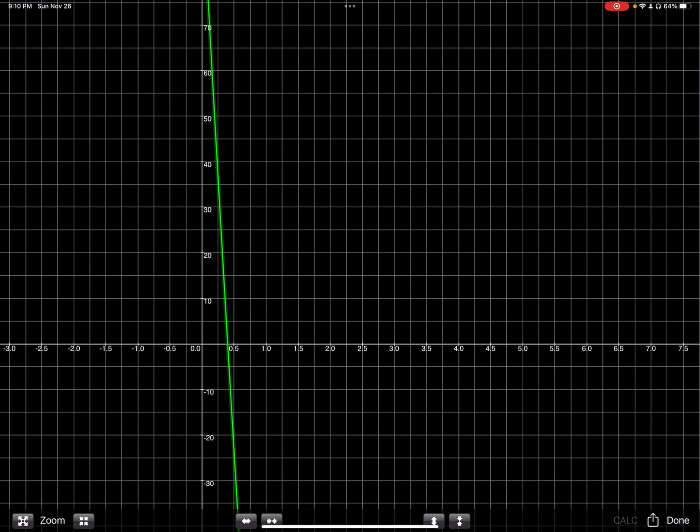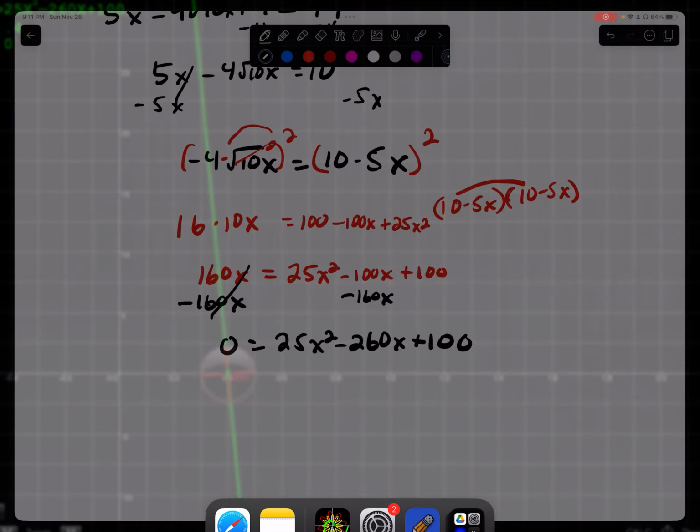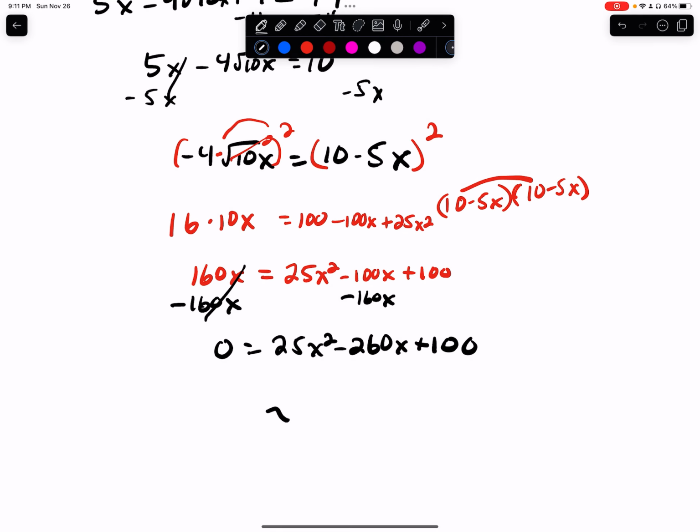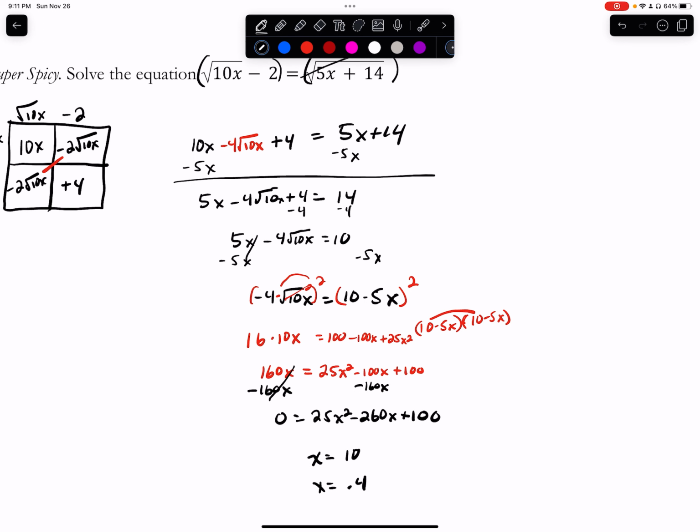So if we go to our graph, we can look at that and determine that the zero is 0.4. All right, so now let's go back and check. So we know that x is equal to 10 or x is equal to 0.4. So these two things have to work in our equation up top. Okay. So if we go ahead and substitute in, let's just do 10 first.